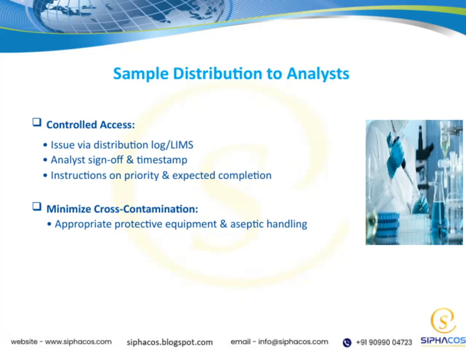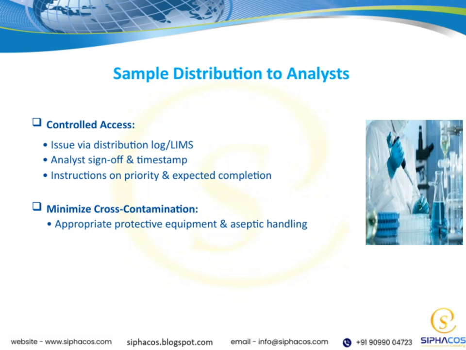Let's talk about how we distribute samples to analysts in a controlled and secure way. First, we issue the samples through a distribution log or LIMS system, which helps us keep track of who received what and when. It's important that each analyst signs off and timestamps when they receive the sample, ensuring accountability and traceability. We also provide clear instructions on the priority of the samples and the expected completion times, so everyone knows how to handle them efficiently.